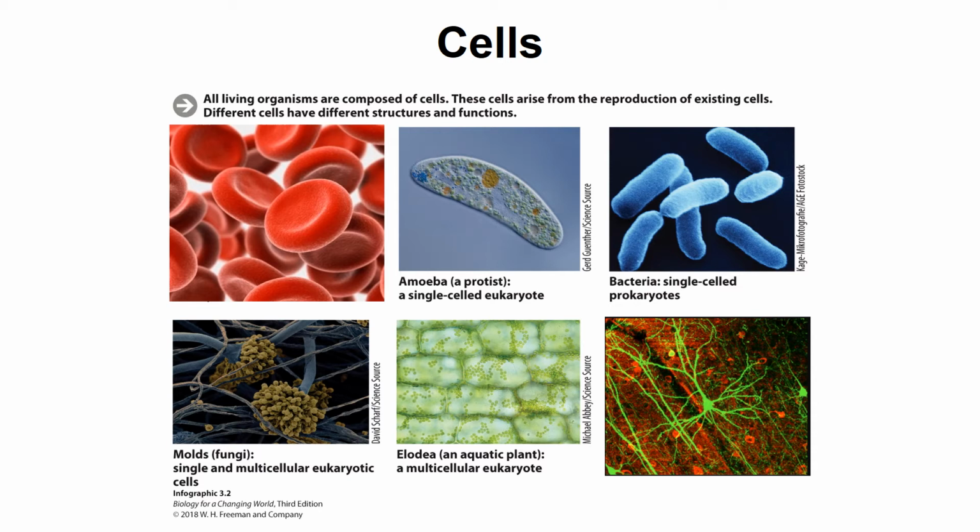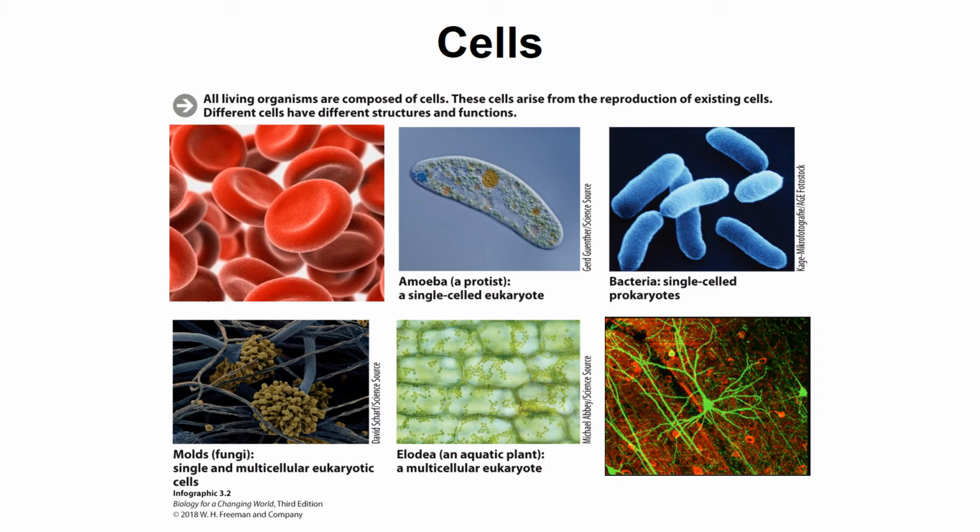Next, we have an amoeba, which is basically a single cell eukaryotic organism. And next to the amoeba, we have a bacteria, which is basically a single cell prokaryotic organism. Now, bacteria are super small, so you actually need a microscope in order to look at them. However, they are mighty powerful. They can actually make you really, really sick.